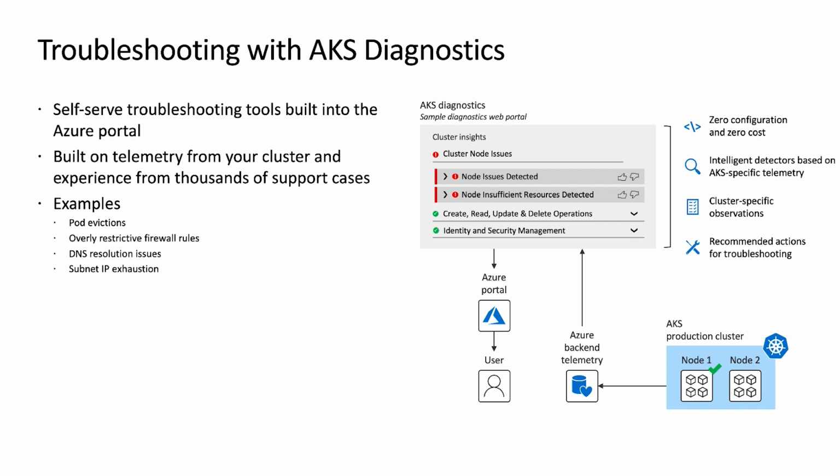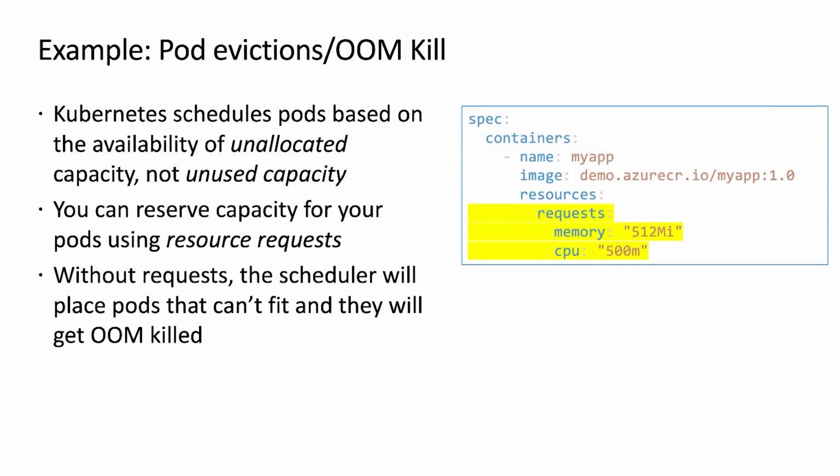A few of the examples that you'll see in that diagnostics experience today are around pod evictions, very restrictive firewall rules, which is a common source of issues in terms of how the cluster operates, issues with DNS resolution, and subnet IP exhaustion. There's a whole series of additional checks that we perform against the cluster. But I want to dig into one specifically, because this has been a very common source of issues for customers, and, much like pod disruption budgets, is not obvious as you are learning Kubernetes for the first time, but is really critical to understand in order to ensure that your cluster operates correctly and that your applications stay available. And that is the pod evictions or OOM Kill recommendation or troubleshooting step.